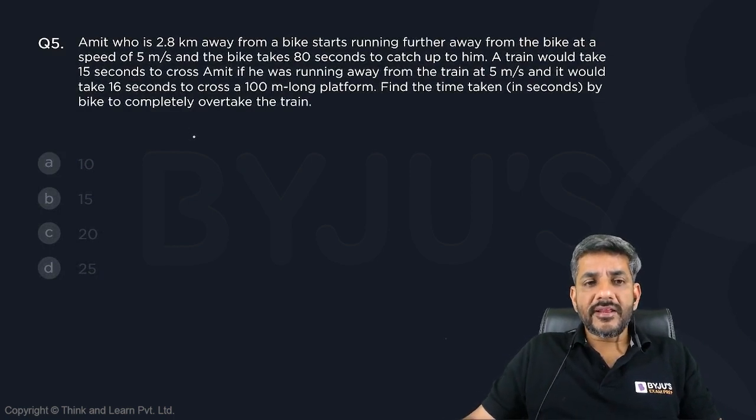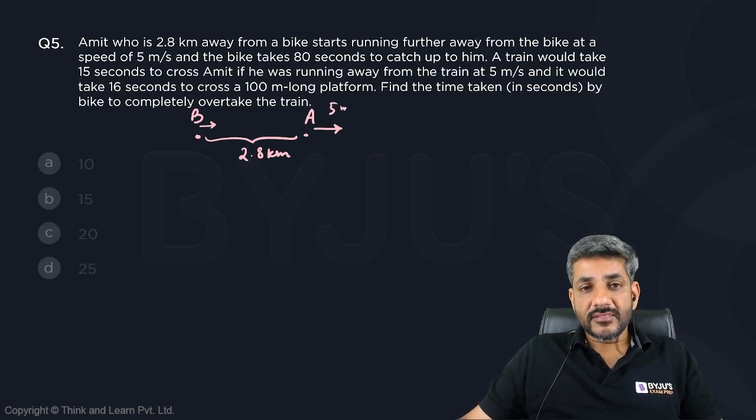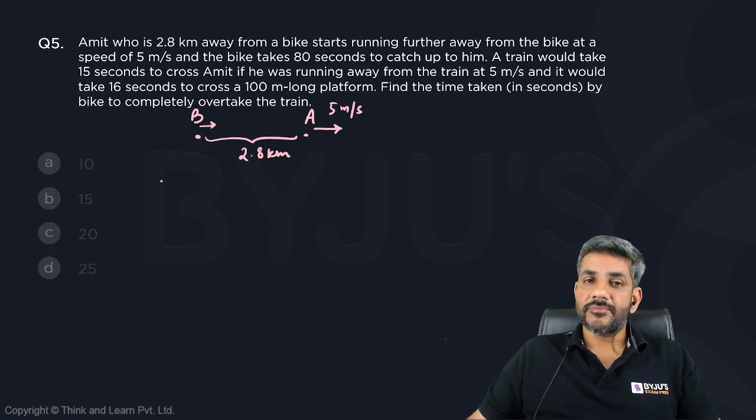Amit, who is 2.8 kilometers away from a bike. So let us say Amit is here. The bike is here. The distance between Amit and bike is 2.8 kilometers. He says he starts running further away from the bike at a speed of 5 meter per second, and the bike takes 80 seconds to catch up to him. Now we do not know the speed of the bike.